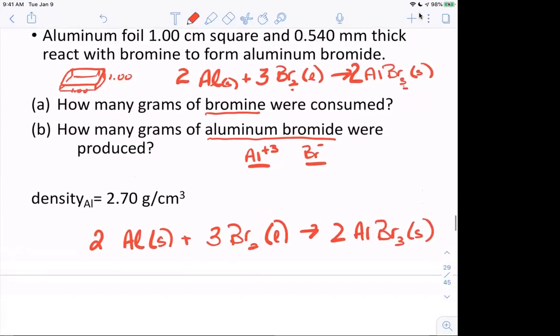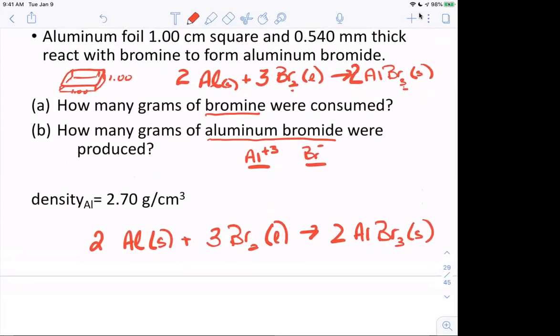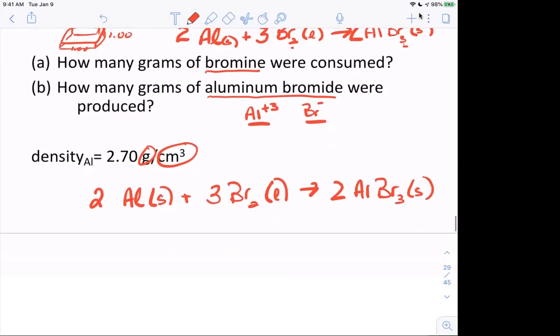All right. Now, remember density relates mass to volume. Well, I have an aluminum foil. I need to know the mass of that aluminum in order to do the stoichiometry problem. So my volume of the foil is going to be length times width times height, which is going to be 1.0 centimeter times 1.0 centimeter.